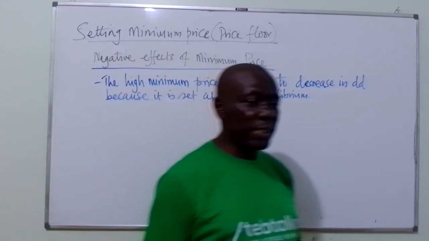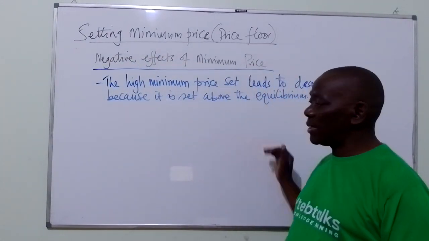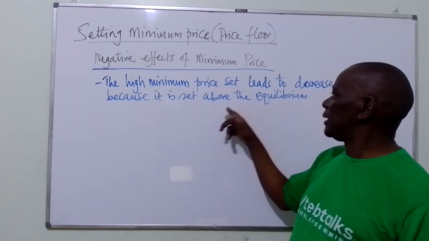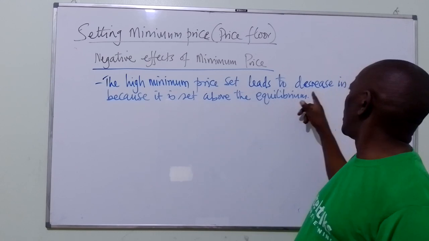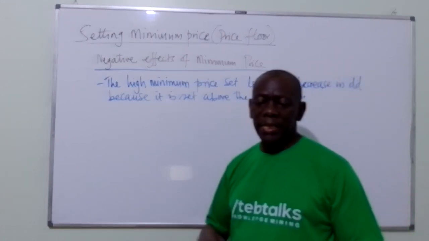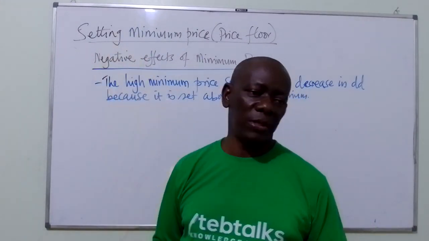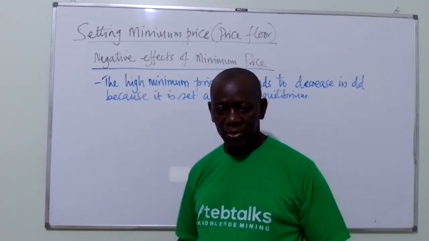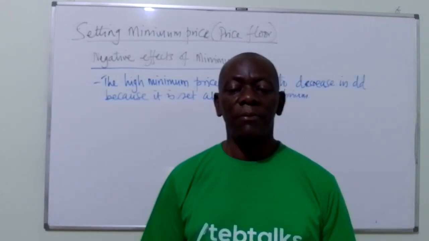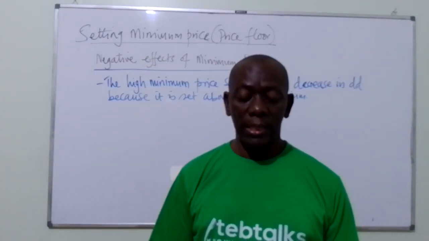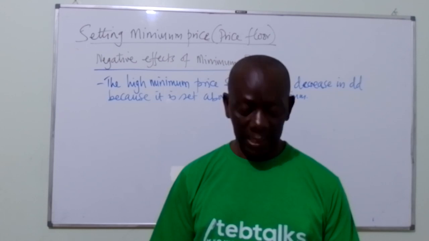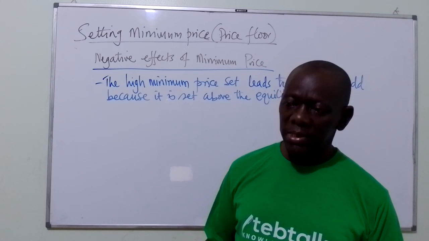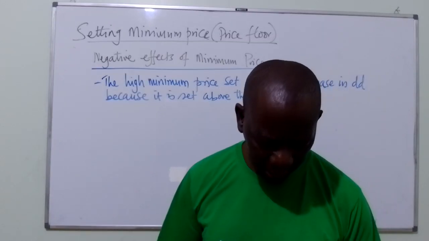So it has an advantage that the supply increased, but the demand reduced, and that will lead to loss of demand. It has reduced because price has increased, and the law of demand, you know it, the higher the price, the lower the demand. So it reduces the demand because of the point at which it is set. So that is a disadvantage, that is a demerit, that is a negative effect.